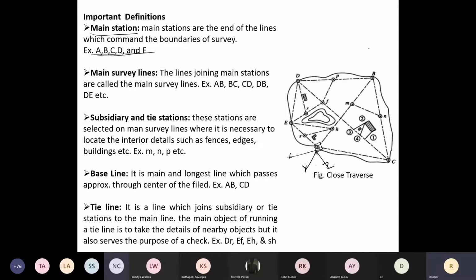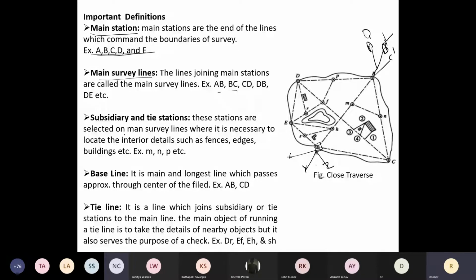If I go to B, suppose I will use A dash, B dash, C dash. Why are we fixing with a permanent structure? It can be any tree, any corner of a building, any electric pole. Because if I want to repeat that survey, or someone else is going there, he can locate where our A and B, our main stations, are. Next is the main survey lines. The lines joining the main stations are called the main survey lines, like AB, BC, CD, DB, and DE.